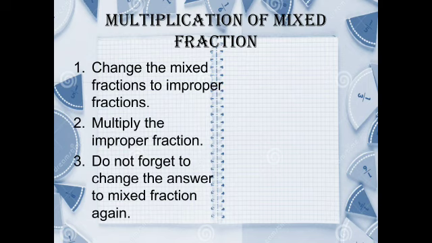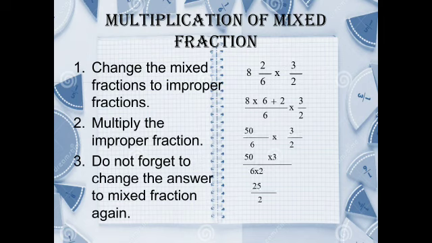Let's do this with the help of an example. There is a question right in front of you. 8 2 by 6 into 3 by 2. So let's solve this. First we need to change the mixed fraction into improper fraction. So we will be multiplying 8 into 6 plus 2 divided by 6, into 3 by 2. So find out the improper fraction first. The improper fraction here will be 8 into 6 is 48 plus 2, 50 by 6 into 3 by 2. So 50 into 3 by 6 into 2.